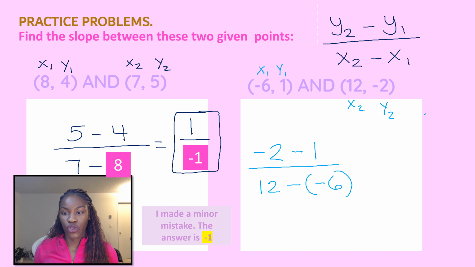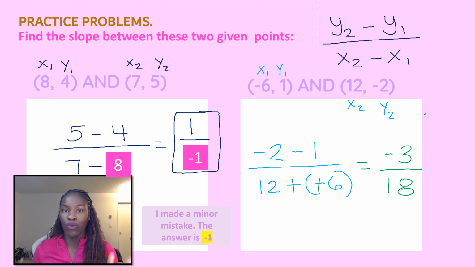So -2 minus 1 is -3. And then 12 minus -6, whenever you're subtracting a negative, it's just the same thing as adding. So I'm just going to put plus. 12 plus 6 is 18.